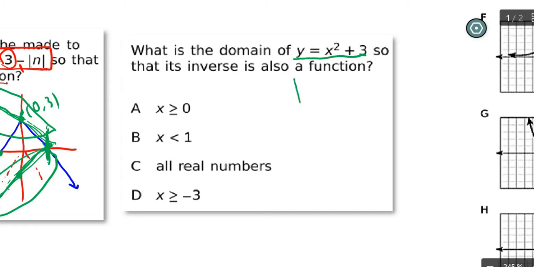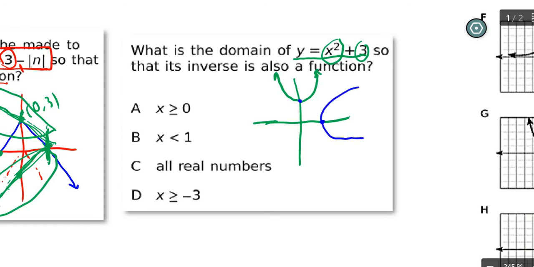So we have to draw the graph. Here's the graph. So x squared plus 3 is a parent function that is shifted up by 3. So it's going to look like this. All right, if you do the inverse of this, this is (3, 0). It will be (0, 3), like that.